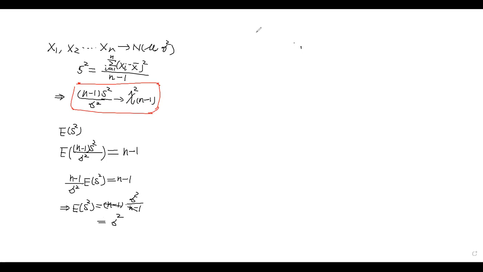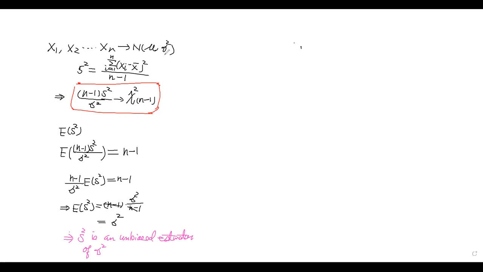This gives us one very good property. We say S squared is an unbiased estimator of sigma squared, because the expected value equals the parameter.